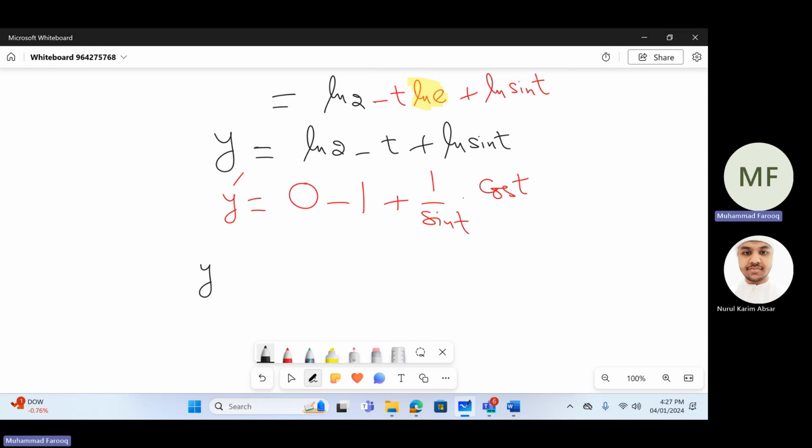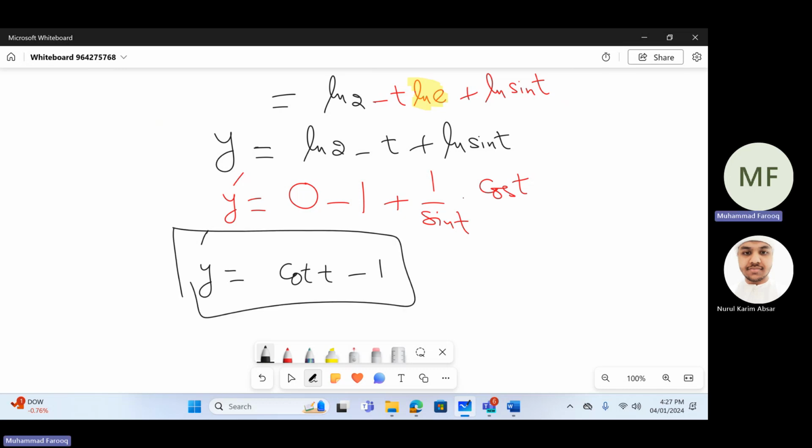So y prime is equal to cotangent t minus 1. I'm sorry, I first wrote the positive value, then the negative. Or minus 1 plus cotangent t, it's the same. 1 plus 2 or 2 plus 1, same thing. It's not multiplying, it's a value minus 1 and addition. So I just write first cotangent, then I write minus 1. Or minus 1 plus cotangent is the same.